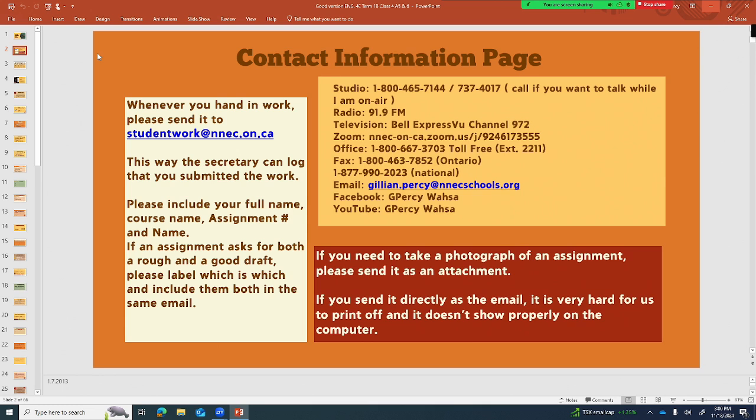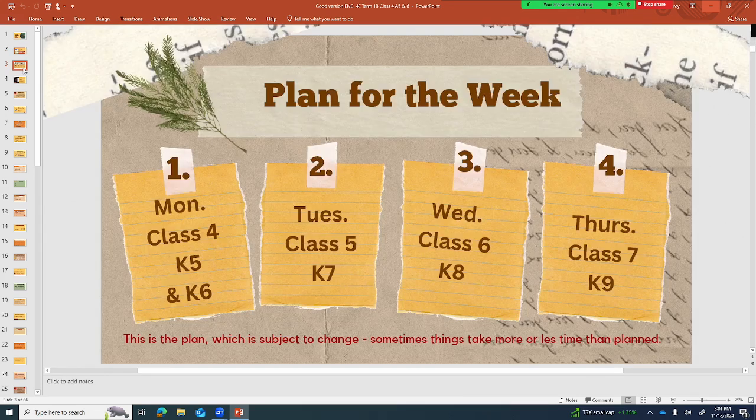If you need to take a photograph of an assignment, first make sure it's really clear and crisp so that your writing can be read, and then send it as an attachment in the email. Occasionally there's an option to just email it right over without putting it as an attachment, but when you do that it's kind of hard to print off and it doesn't always show properly on the computer when we go to look at it.